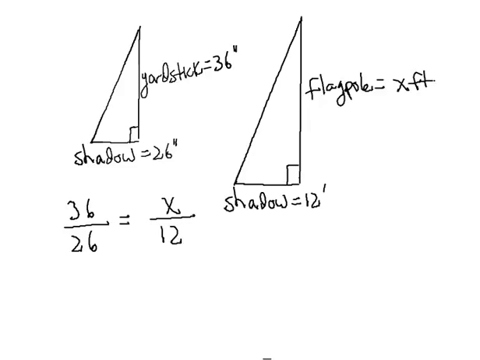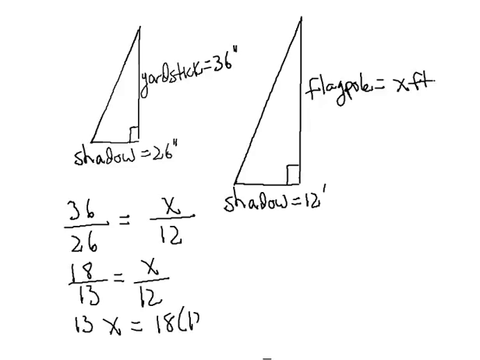is 12 feet. Now to make life a bit easier, what we could do is to reduce the 36 over 26 to 18 over 13. It's equal to x over 12. And if we cross multiply, we'll end up with 13x being equal to 18 times 12, or 13x is equal to 216.